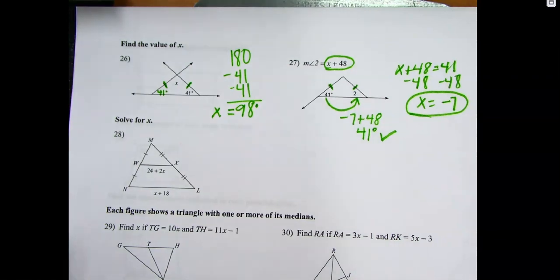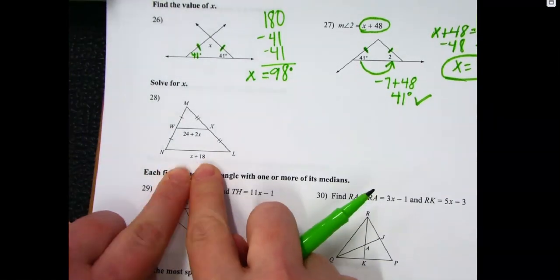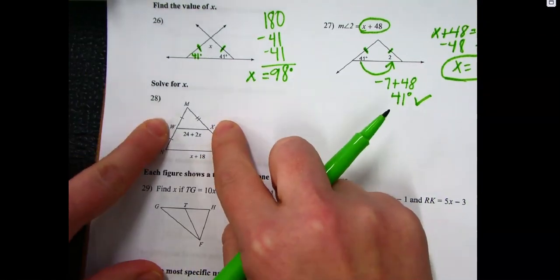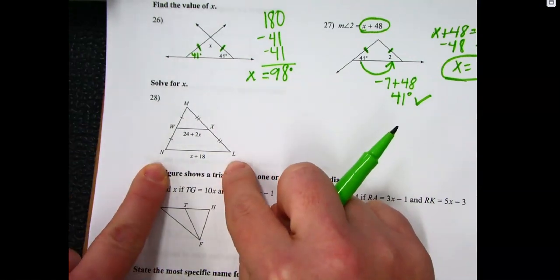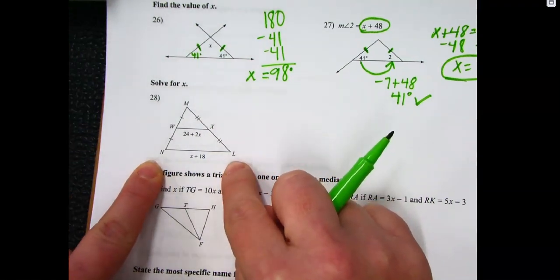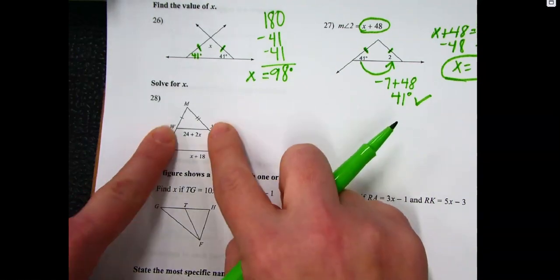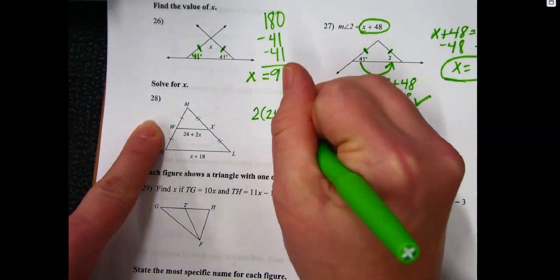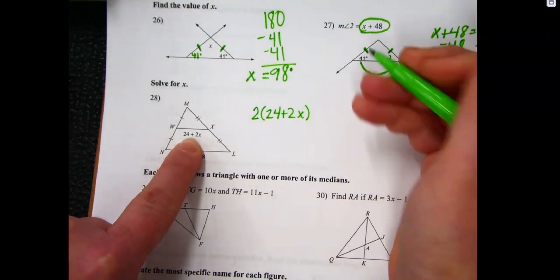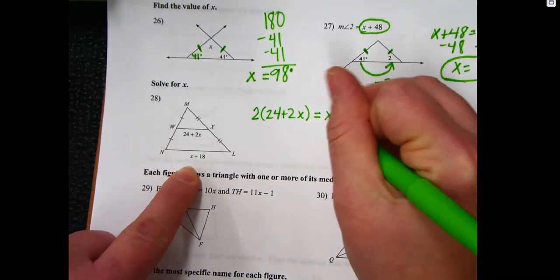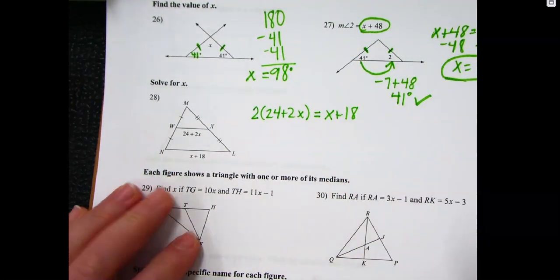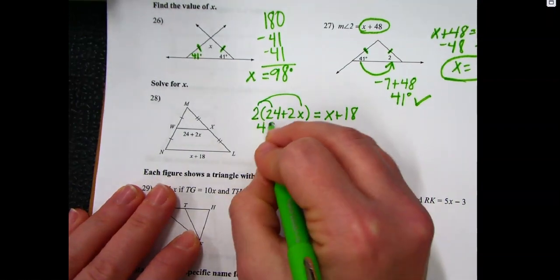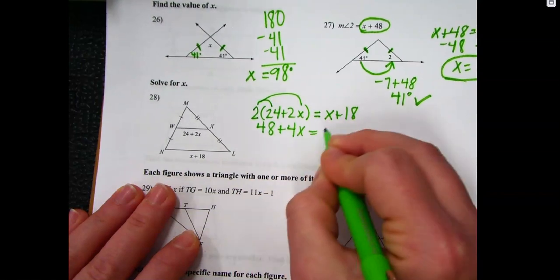Okay, on number 28, we are going to have to either take half of this, because the middle is equal to half of the base, or instead of having to deal with a fraction, we can double this one. So I'm going to multiply this middle segment, that expression, by 2, and set it equal to the base, which is x plus 18. So then, instead of distributing a half, I can just distribute a 2. If you already did yours and you distributed a half, your answer should still be the same as mine.